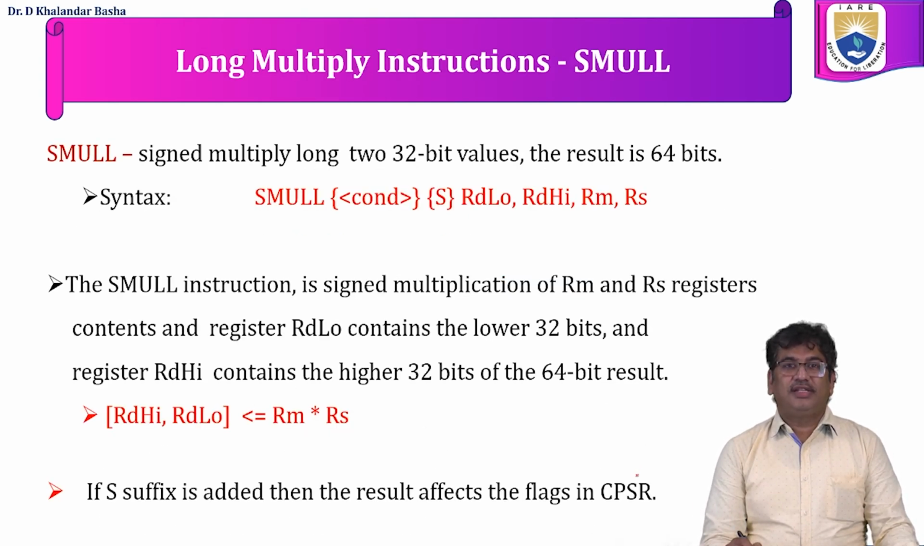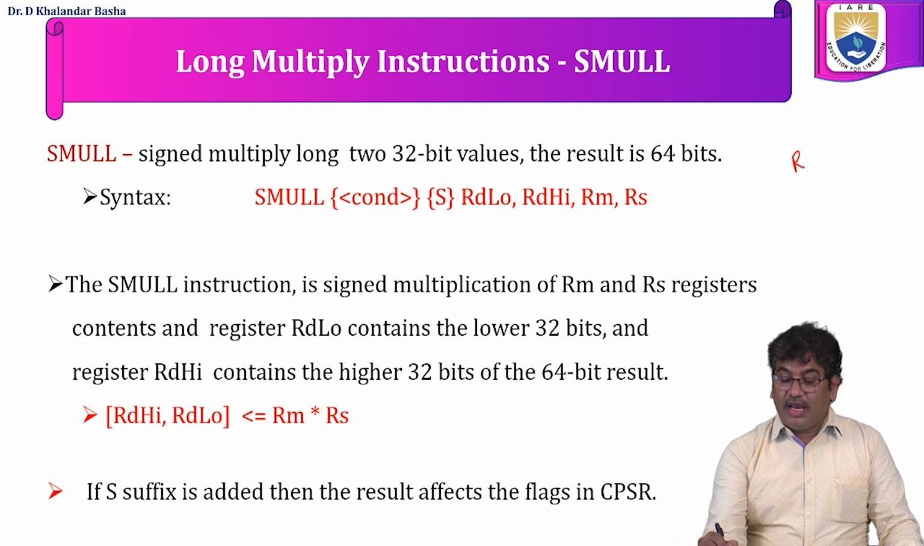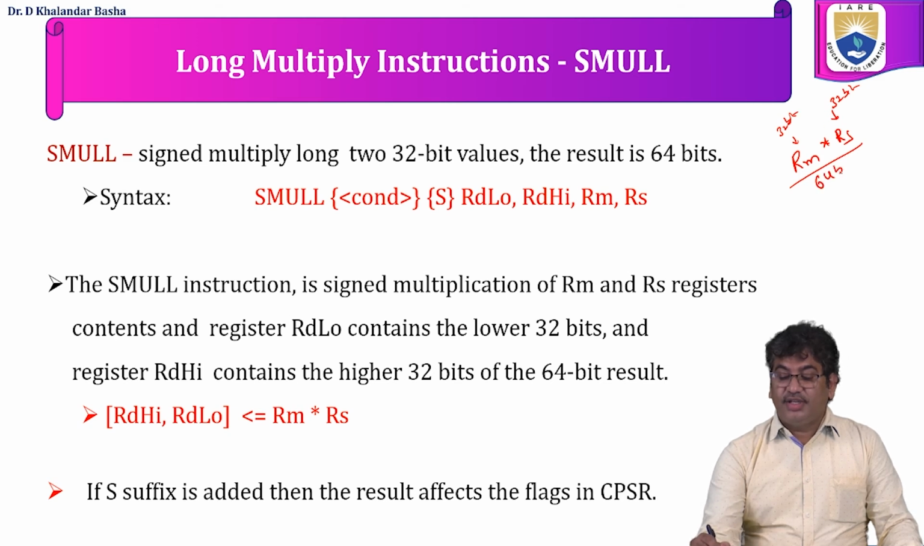SMULL, which is signed multiply long of 32-bit values, and the result is 64 bits. Here the contents of the RM register will be multiplied with RS. RS is 32-bit size, RM is also 32-bit size, and the result is 64-bit size. Out of these 64 bits, the lower 32 bits are placed in RDLO. The upper 32 bits will be moved to RDHI.